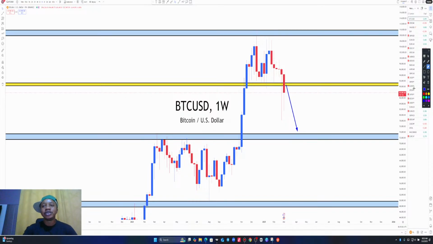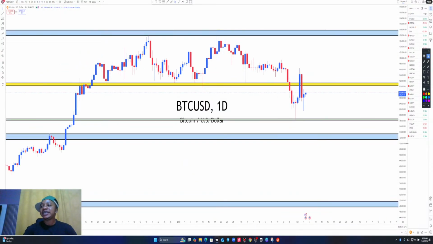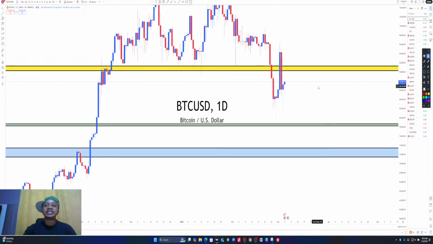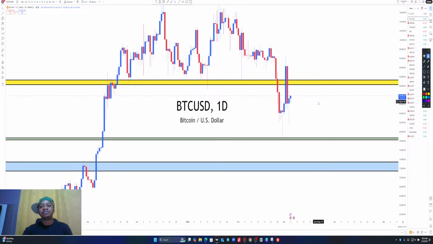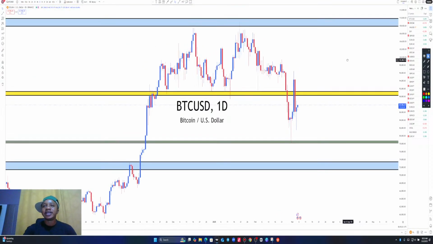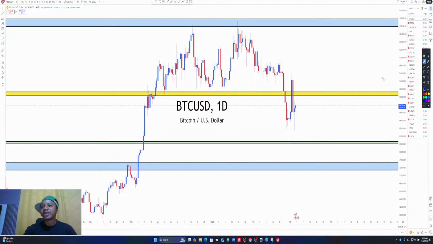So let's take it again to a daily time frame for a closer look as well. All right, so this is the daily time frame of BTC USD. On the daily time frame, we can see a very beautiful downtrend over here, supporting the overall direction. Where is the downtrend? Let's get into it. We have the daily mid-range zone over here.